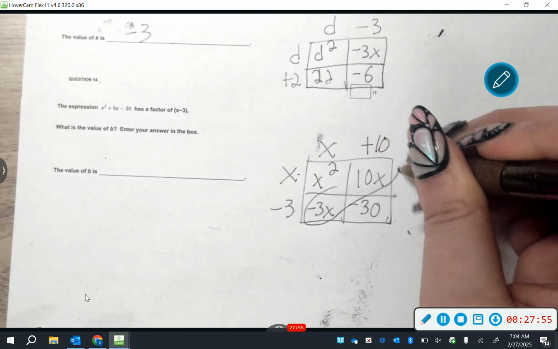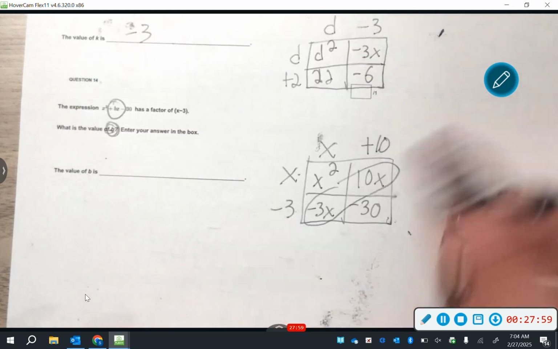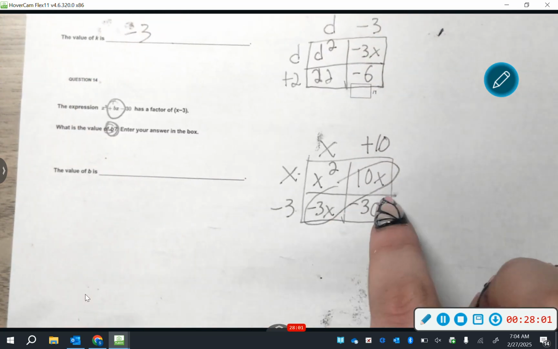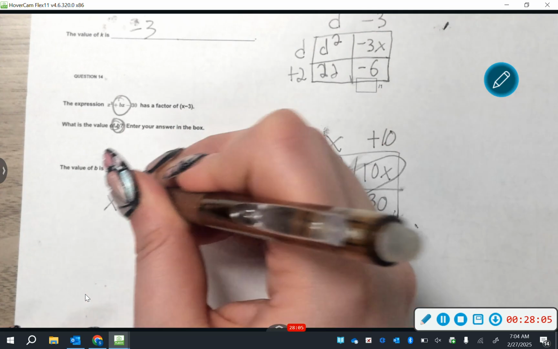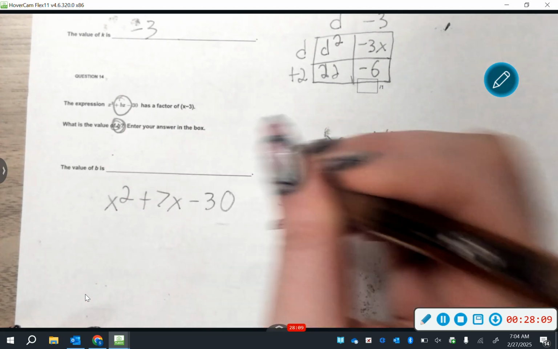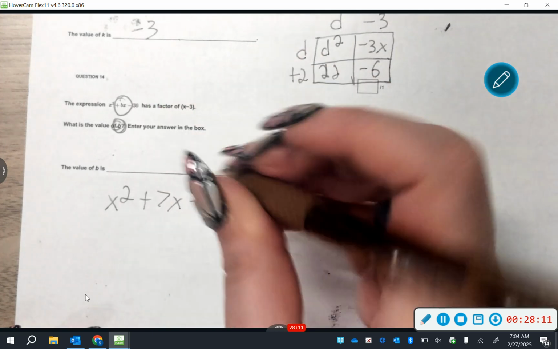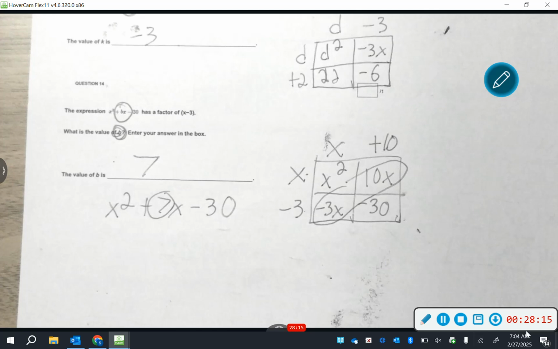I'm going to combine like terms, because on this one, now we're talking about standard form, and we're talking about b. So I want my product, what's on the inside of our box. So we have x squared plus 7x minus 30. It wants b. B is the number that's in front of our x. It should be 7. Good luck, y'all.